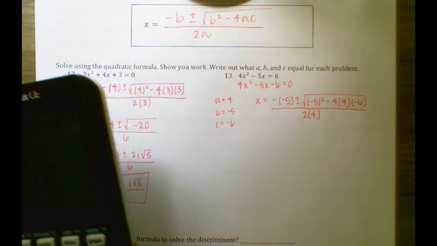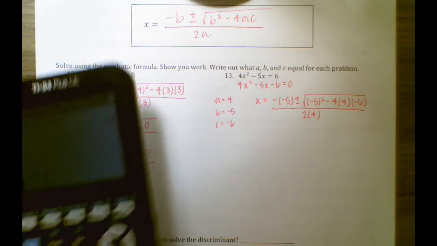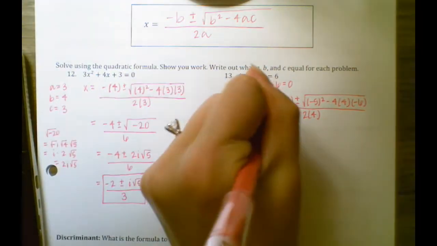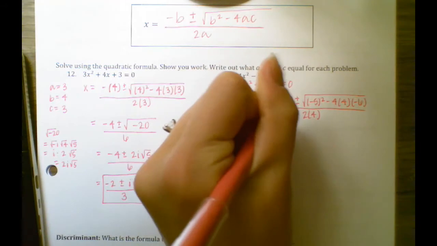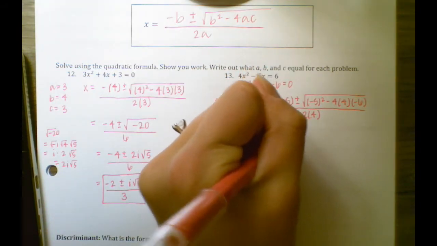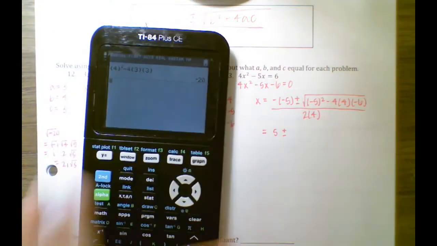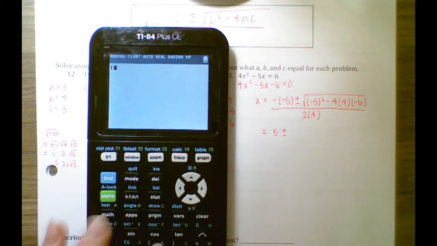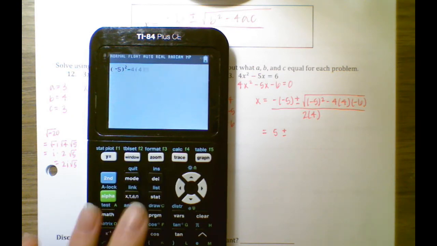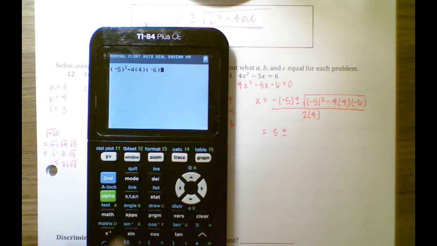Alrighty, I think I got that set up right. Let me just double check. Yeah, that looks good. Okay, so this equals, let's see, 2 negatives make a positive, so positive 5 plus or minus. Let's type that little guy in that's under the radical. So negative 5 squared, make sure you put that in parentheses because your calculator will tell you wrong. You're smarter than your calculator. Okay, I think I got that all in there. Yep.